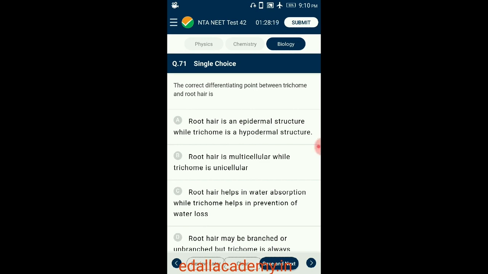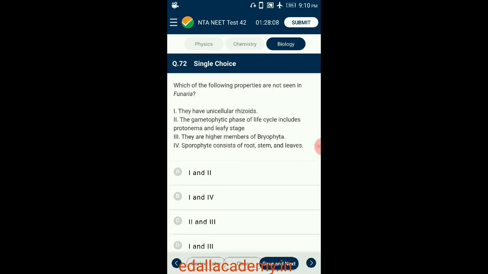So the answer for this question is option C. Root hair helps in water absorption while trichome helps in prevention of water loss. So the correct option is C. Question number 72. Which of the following properties are not seen in Funaria?